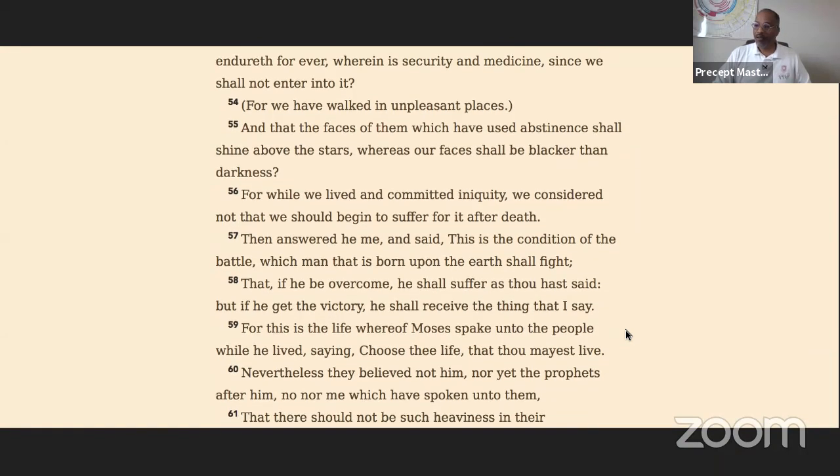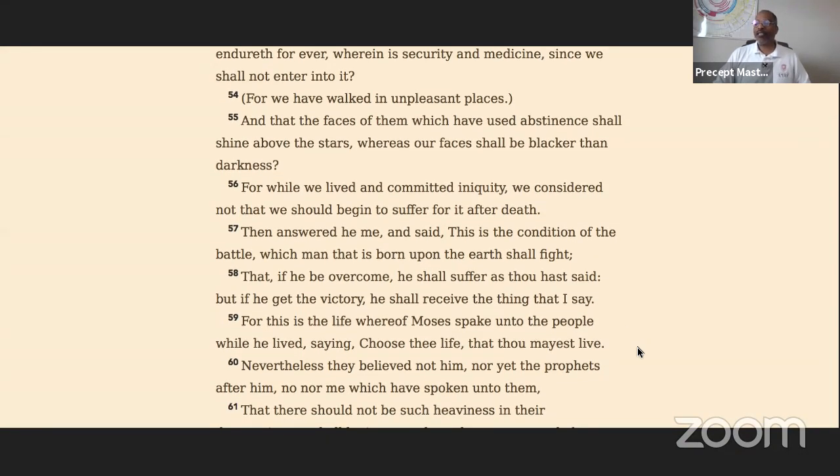Clear. Watch this. For this is the life whereas Moses spake unto the people while he lived, saying, choose life that thou mayest live. The same as you will fight for your body of life right now, you should have that same fight for that life that comes after. You use this life to fight for that life. Meaning what? You give up this life to fight for that life.